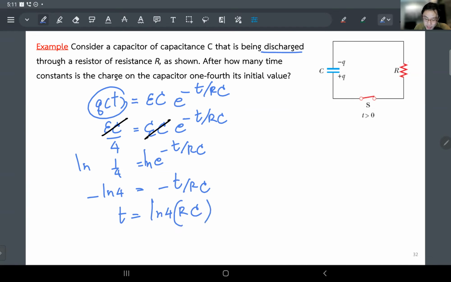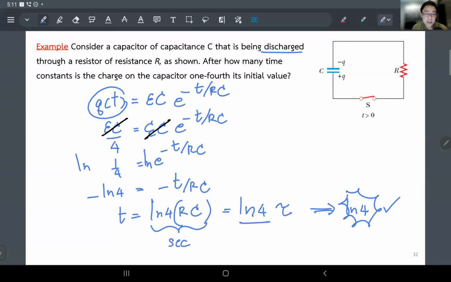But RC is just the time constant. So if you want to ask in terms of how many time constants, I would say log 4 time constants, and you are done. Does that make sense? If you want to answer in seconds, you just take log 4 times RC. But if you want it in how many time constants, you just divide the whole thing by the time constant, so the RC cancels, and you end up with just log 4 time constants.